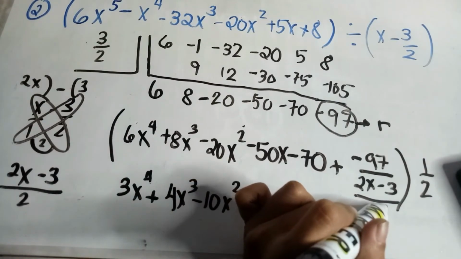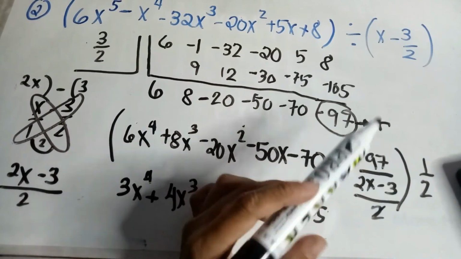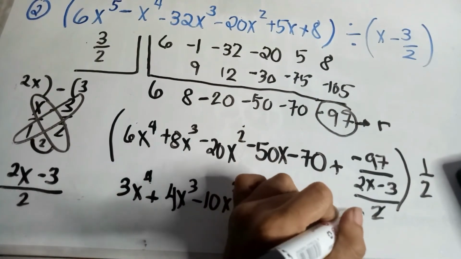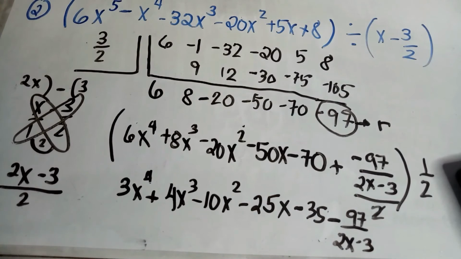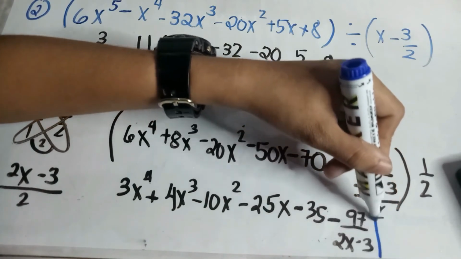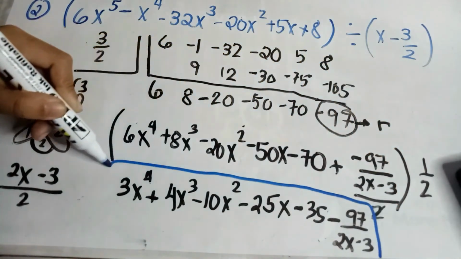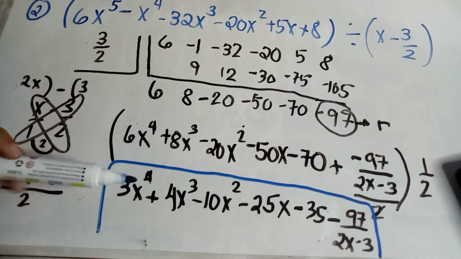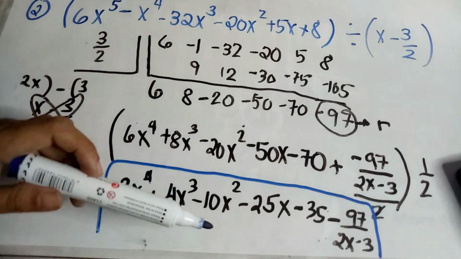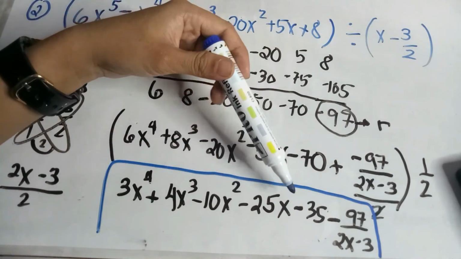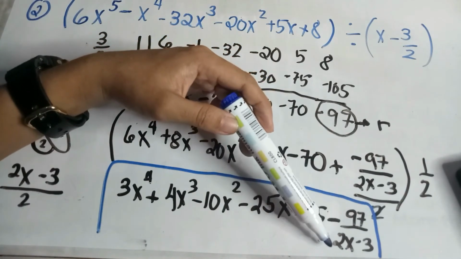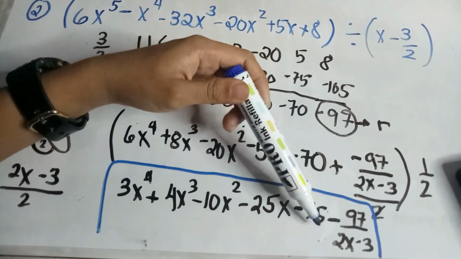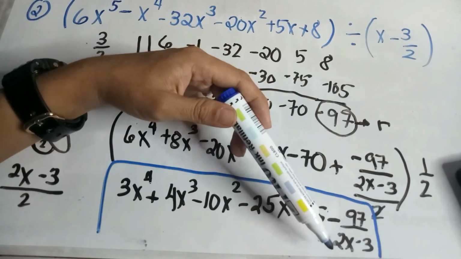Then here, just cancel 2 and then 2. So we have negative 97 over 2x minus 3. So we have the quotient of 3x raised to 4 plus 4x cubed minus 10x squared minus 25x minus 35 minus 97 over 2x minus 3, or plus negative 97 over 2x minus 3.